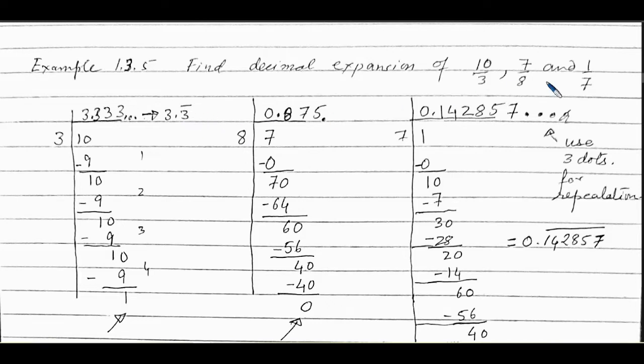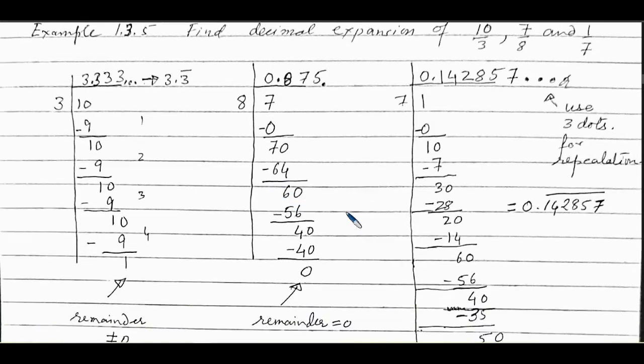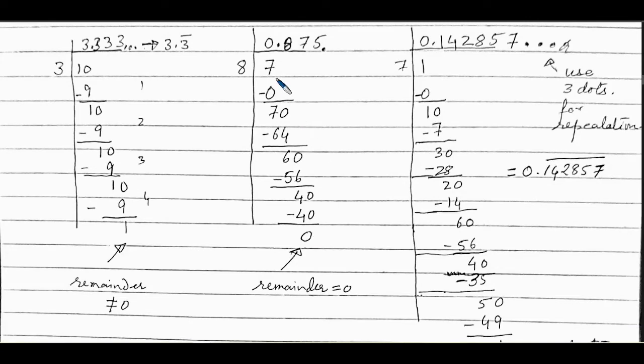Similarly 7 by 8, I write the dividend here, divisor here, 8 goes in 7 0 times, so 7 minus 0 is 7. Now I add 0 here, so I put a decimal point, then 8 goes in 70 8 times, 64, so I subtract, then 6 I get here, I add another 0. So I keep doing this till I get 0, or I repeat this number. So here it becomes 0, so this is a terminating decimal expansion. This earlier one is non-terminating.